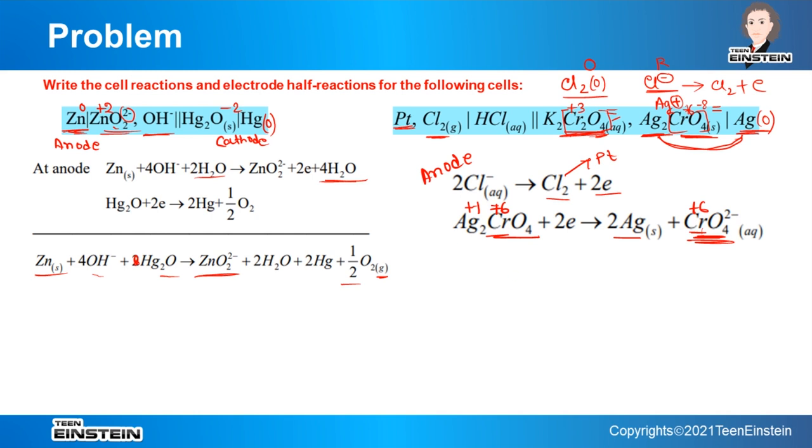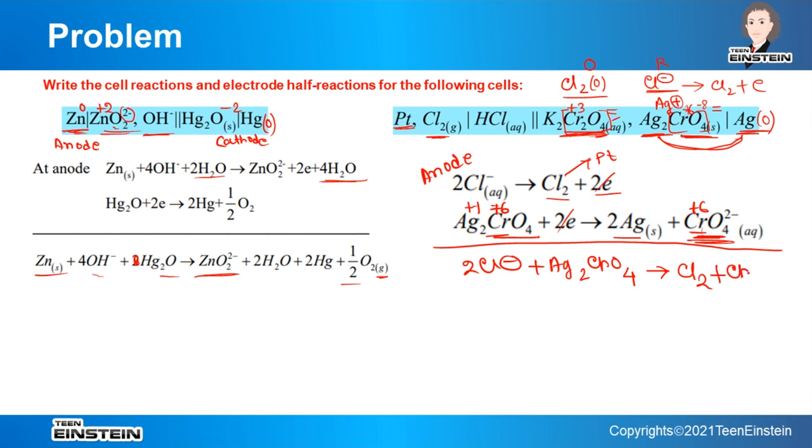So in the overall reaction the electrons will be cancelled, and also see both side charge is the same, so it will be 2Cl minus, overall reaction, Ag2CrO4, and this side we will have chlorine and CrO4 2 minus. Okay, let me erase this.